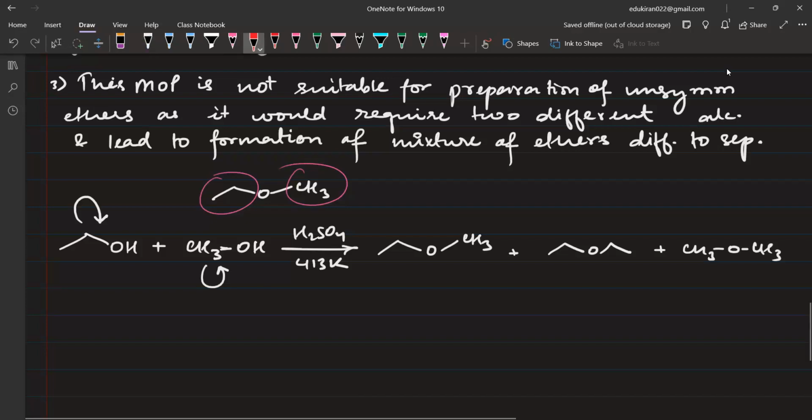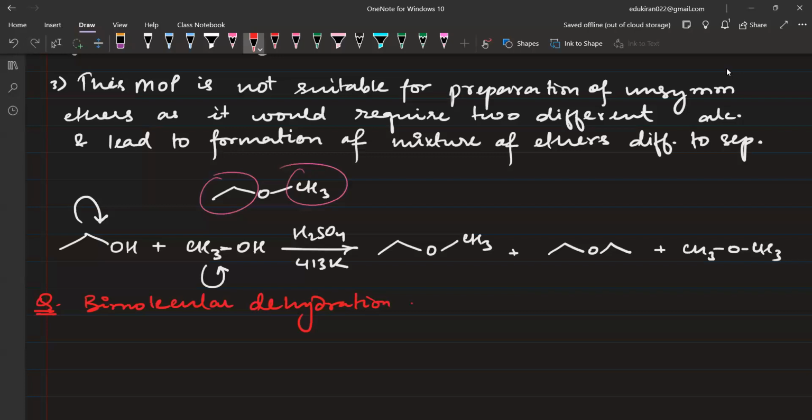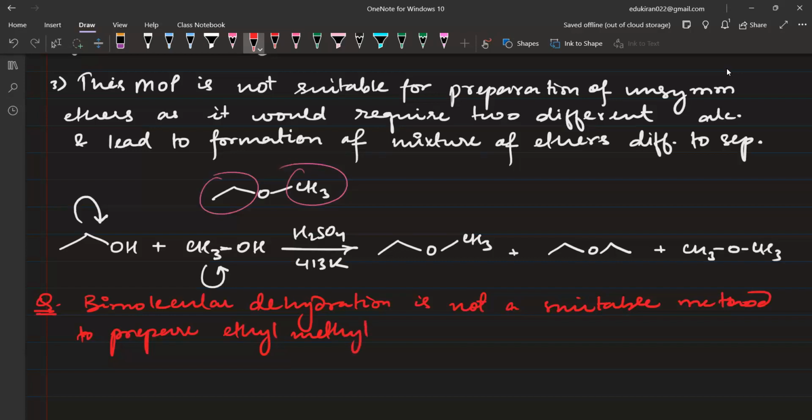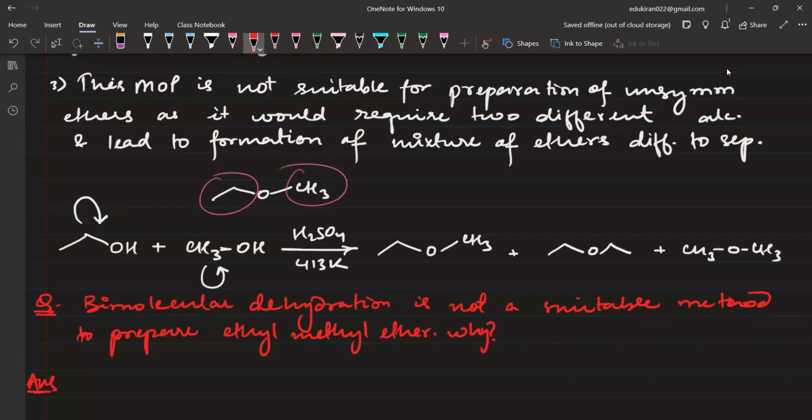Yes, sir. ठीक है, तो इसमें जो सवाल आता है ना, सवाल थोड़ा सा अलग आता है. सवाल इस तरह से आता है: bimolecular dehydration of alcohol, bimolecular dehydration is not a suitable method to prepare ethyl methyl ether. Why? ठीक है, तो आप क्या लिखिएगा आंसर में?